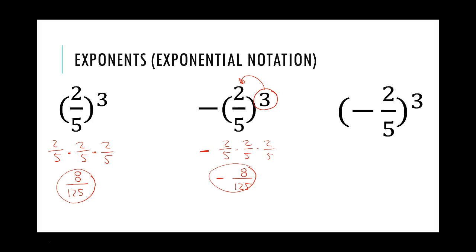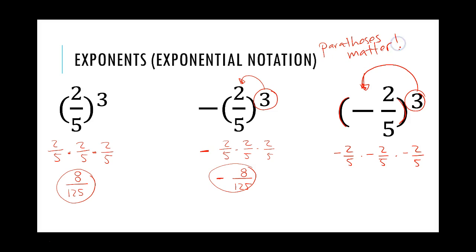All right. And the last one, again, it still has parentheses, but now the negative is inside. So when I take 3, I want to take 3 of everything inside. So that negative 2/5, that negative carries over because of the parentheses. So when we're dealing with exponents, parentheses matter. So make sure you're thinking about that and you're identifying if they have parentheses.